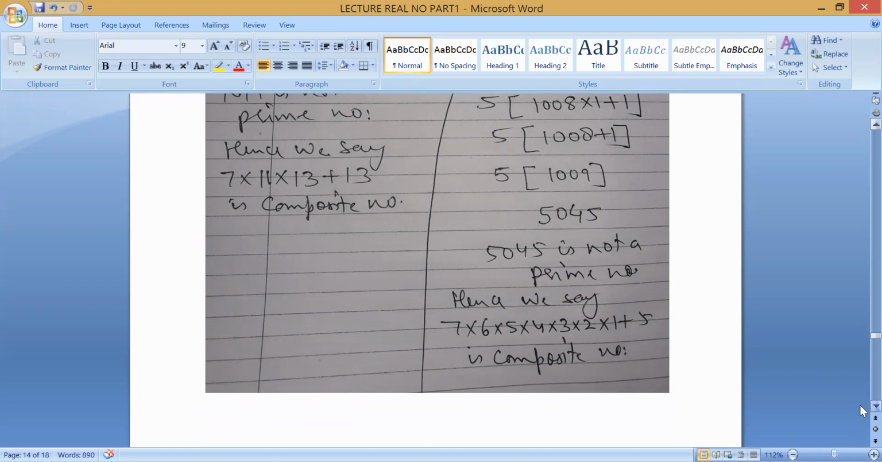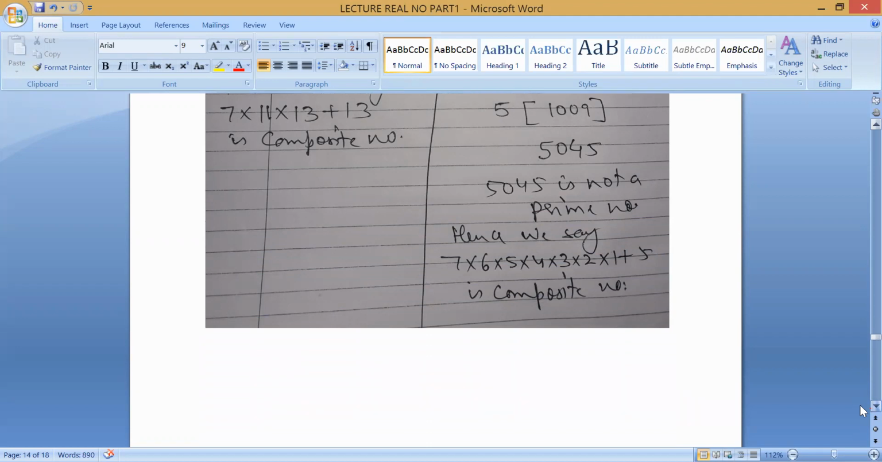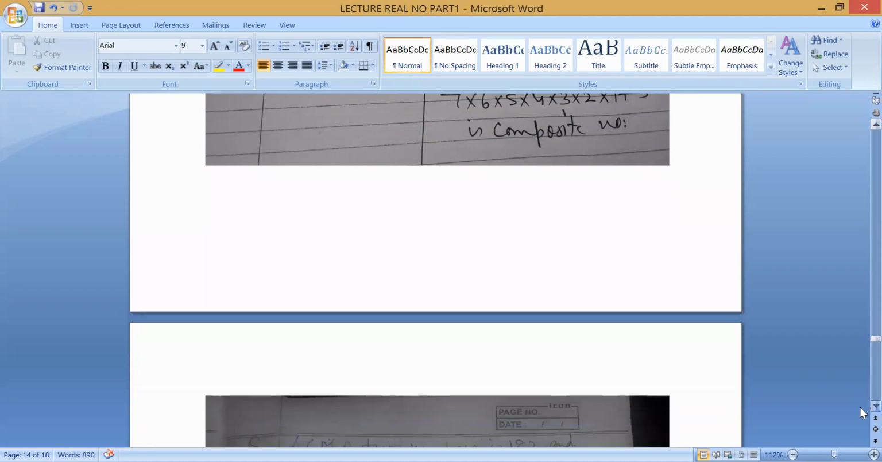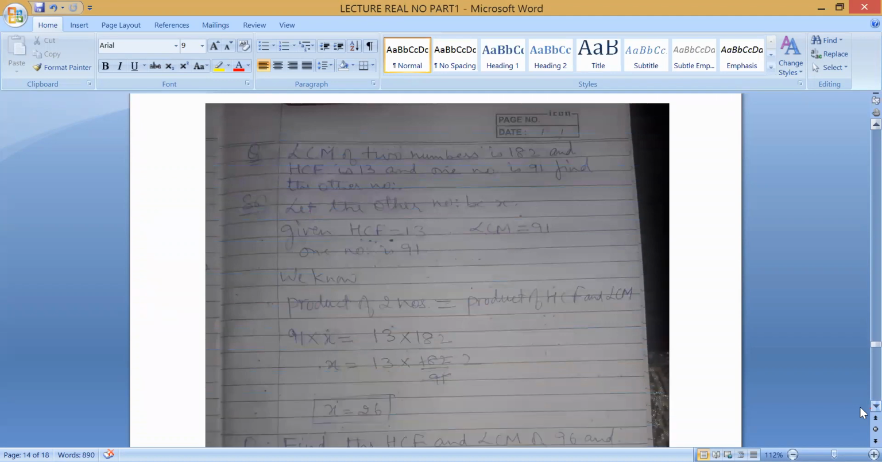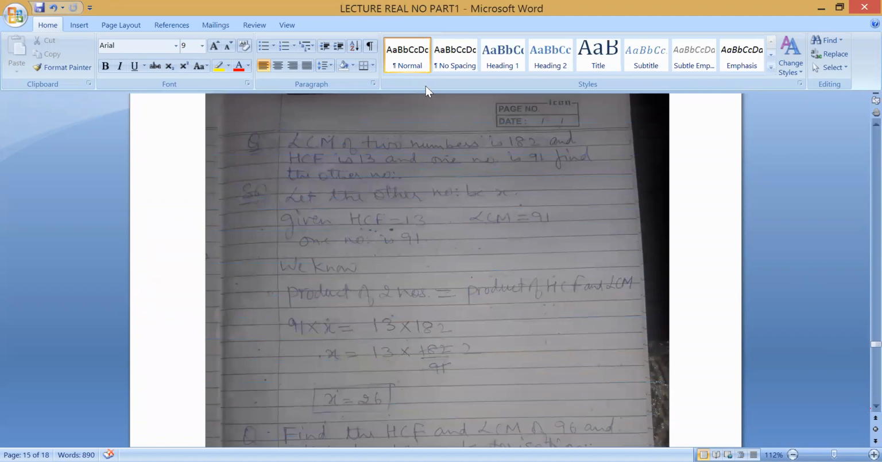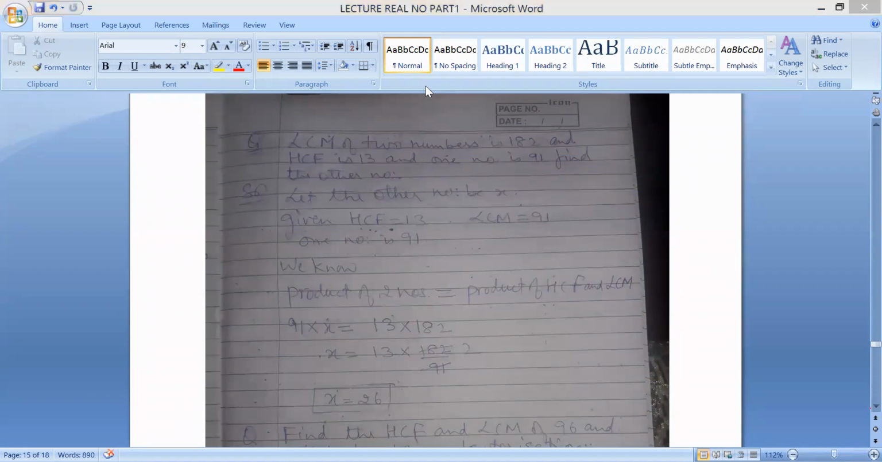Next, after this, I have explained that there are 2 questions. The LCM of 2 numbers is 182 and HCF is 13, and one number is 91. Find the other number. So what you will say: let the other number be X. Now given HCF is 13, LCM is 182, one number is 91.